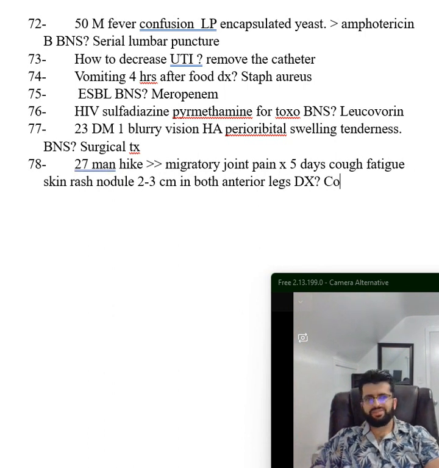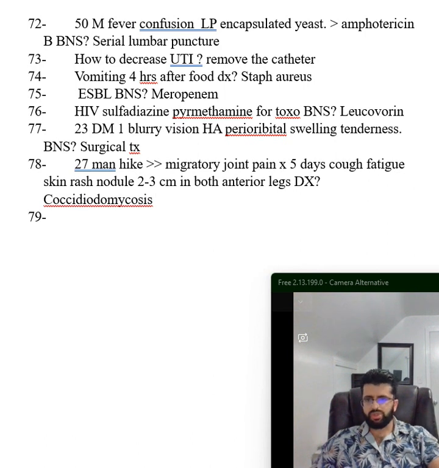Okay, this is obviously coccidioidomycosis. Okay, so this looks like coccidioidomycosis. It's called desert rheumatism. It causes joint pain in the desert in the south. I like this name, desert rheumatism, you know. Okay, this is coccidioidomycosis.